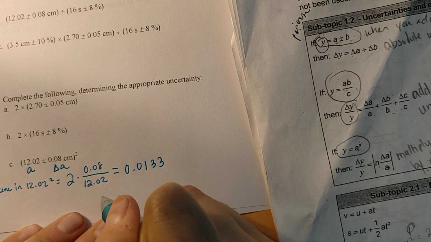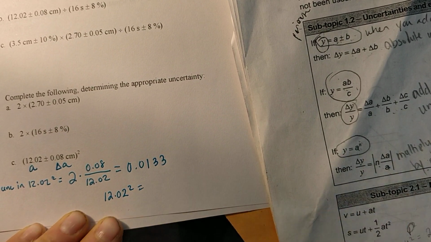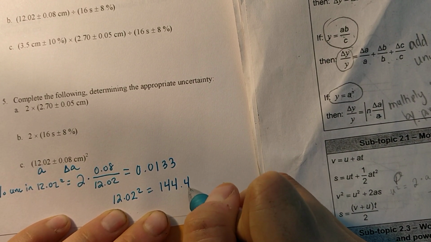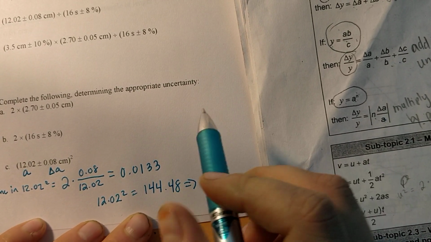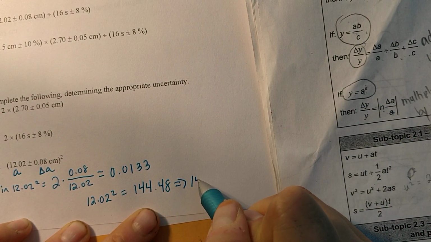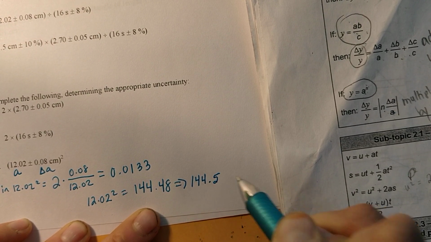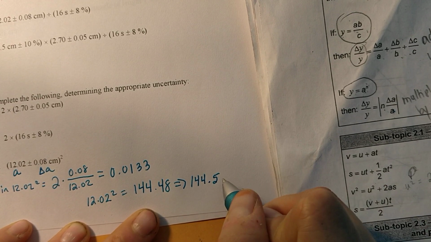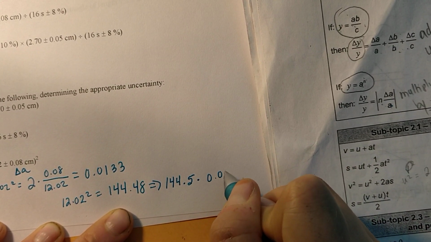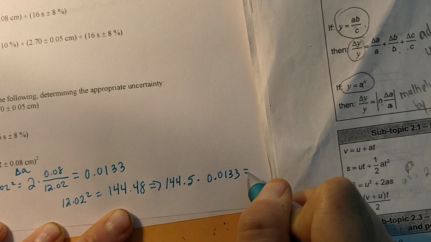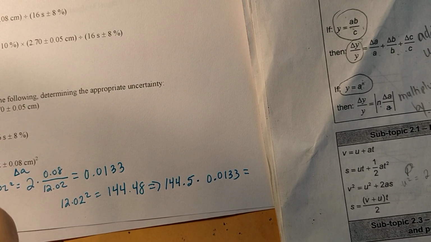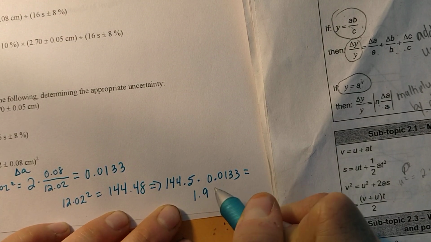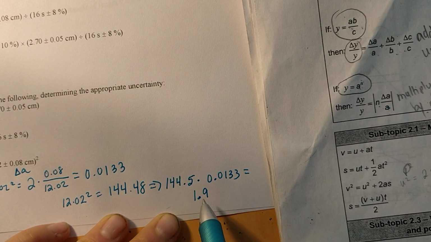So 12.02 squared equals 144.48. I'm going to round this to 4 sig figs, or to 1 decimal place of precision. And now 1.33% of this number is uncertain. So I'll multiply by 0.0133, which gives me an answer of 1.9 for the uncertainty in 12.02 squared.